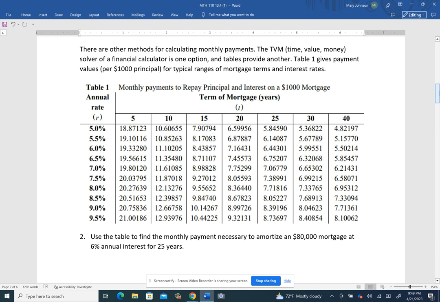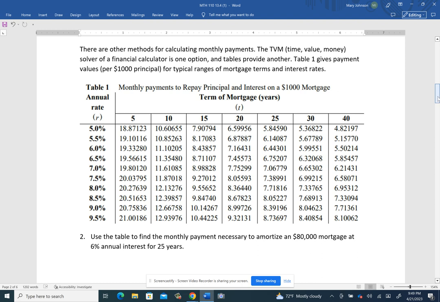Okay. So if you wound up having a mortgage that was going to be 18 years, you couldn't use this table. Or if you had an interest rate that was like 6.2%, you'd have to use the formula that we just used. Okay. So let's use the table now, and we're going to use the same information.